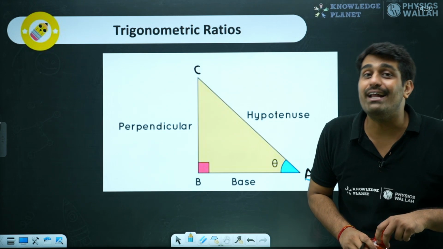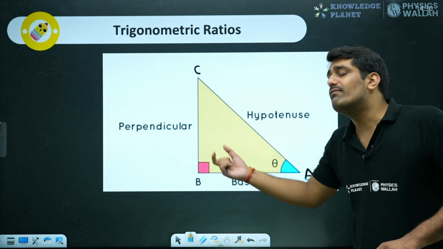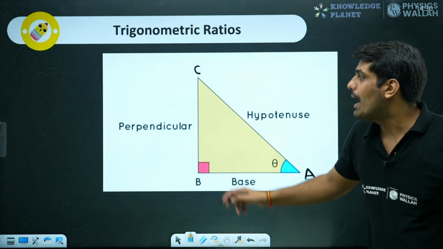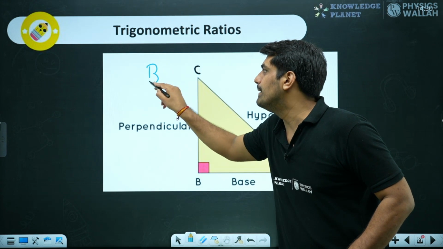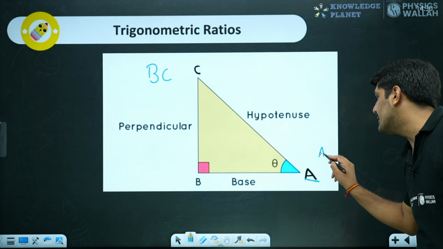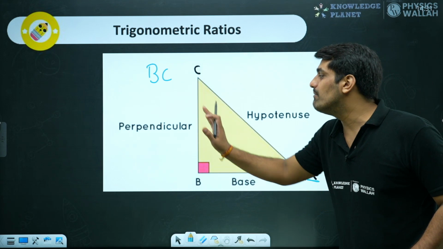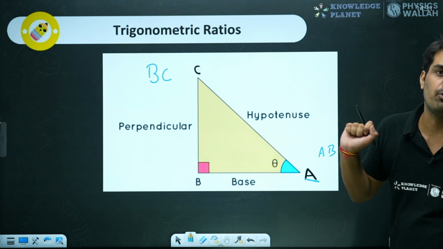So one should be very thorough and clear from where we are viewing the angle. If someone asks what the opposite side is over here, the opposite side in this case is BC. What is the adjacent side? The adjacent side in this case is AB. In the previous case, it was different. So this was the clarity about perpendicular, base and hypotenuse.